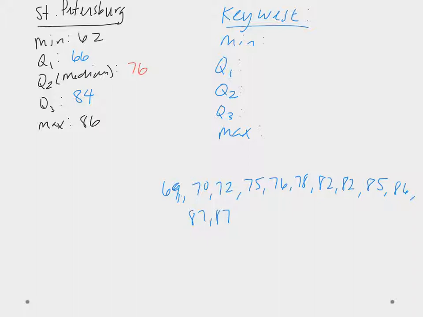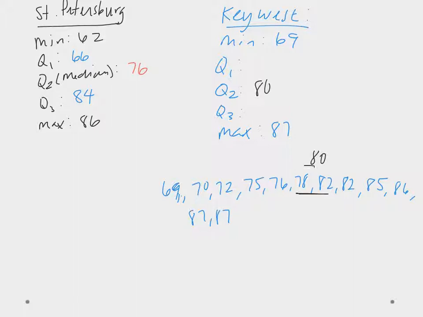Good, and so again we have 12. All right, so the minimum here is 69. The max is 87. So let's find the middle. So that again should be between the 6th and 7th month. So 1, 2, 3, 4, 5, 6, and 7 is here. So we need to find that average. So 78 plus 82 is 160 divided by 2 is 80.